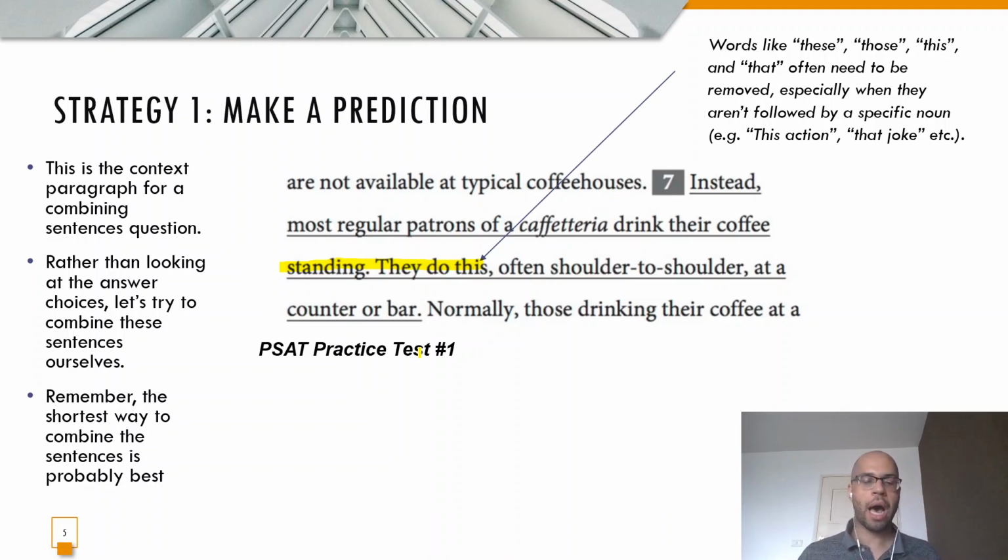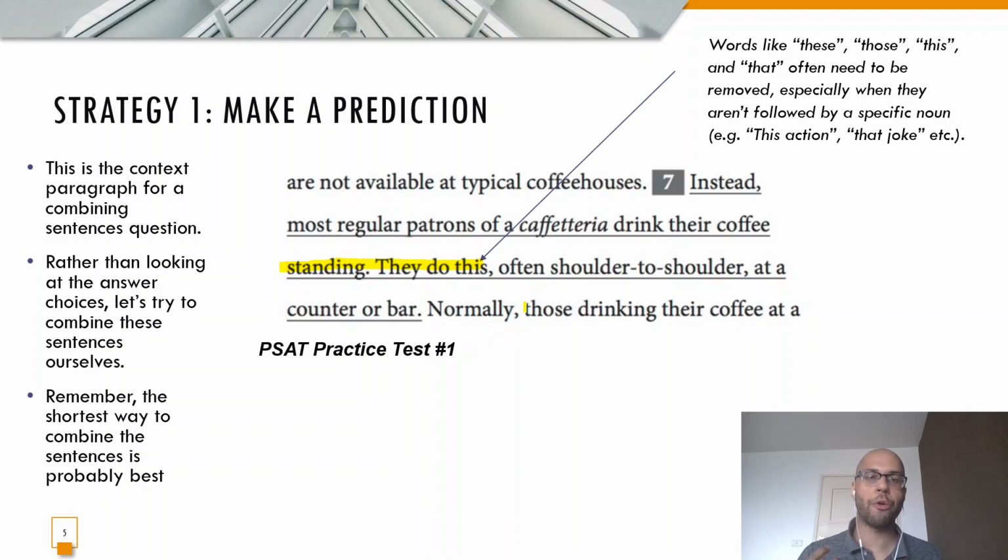When I was having students write SAT essays, I banned them from using the word this or that or these by itself. If you're going to use this kind of word, no pun intended, then you're going to need to put a noun next to it. Right now, it's kind of vague. What does this refer to?